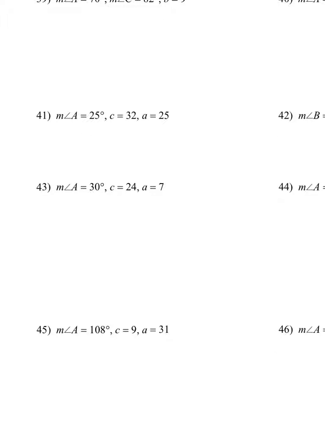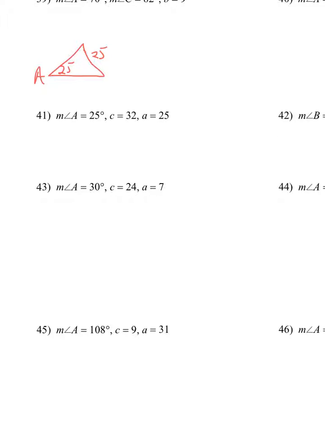We're going to look at number 41 here. If you draw a picture, we have triangle ABC, so I'm going to draw a triangle and try to draw this somewhat to scale. So angle A is 25 degrees. Little side A is 25, so this side would be 25.